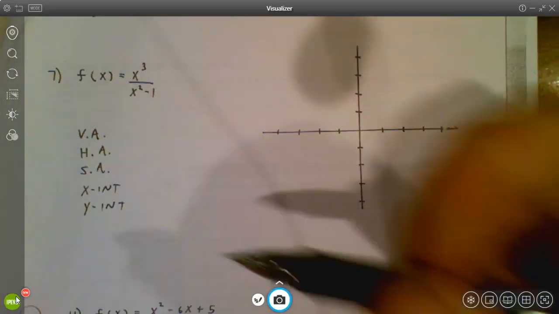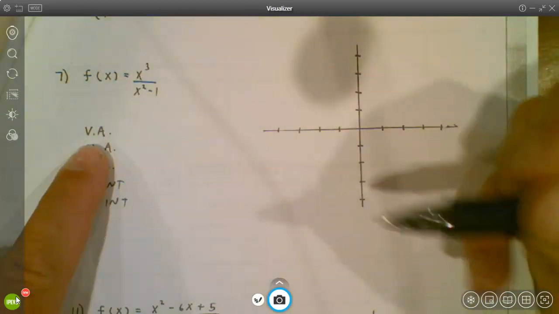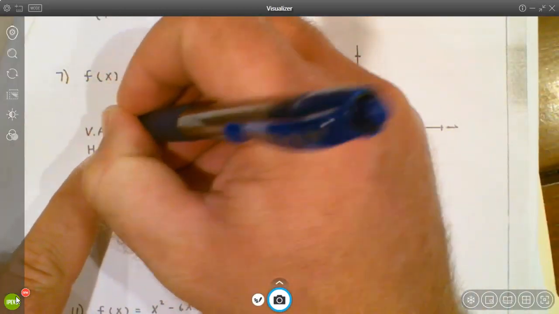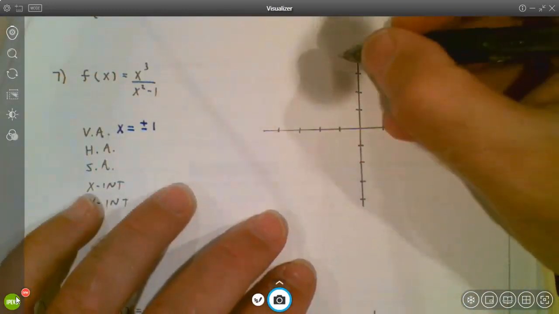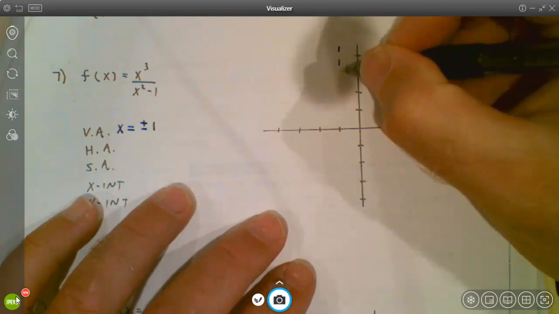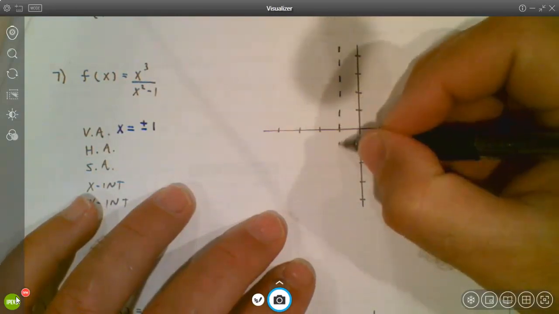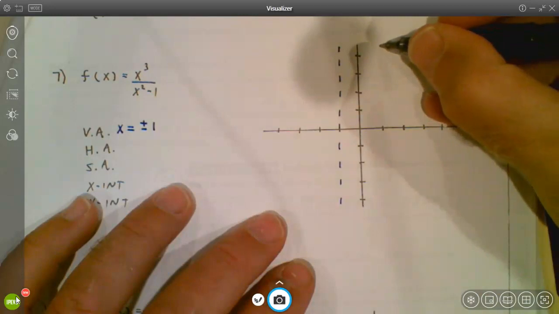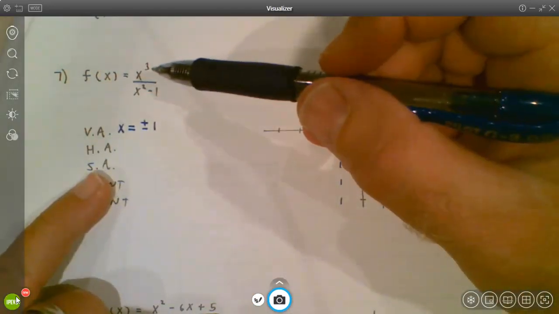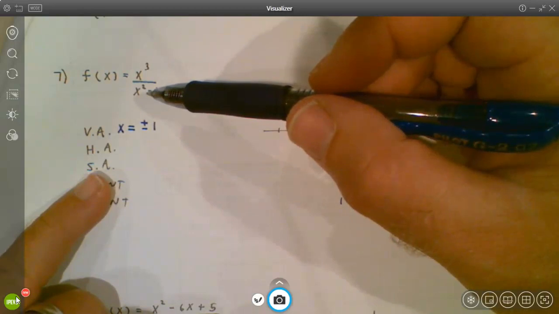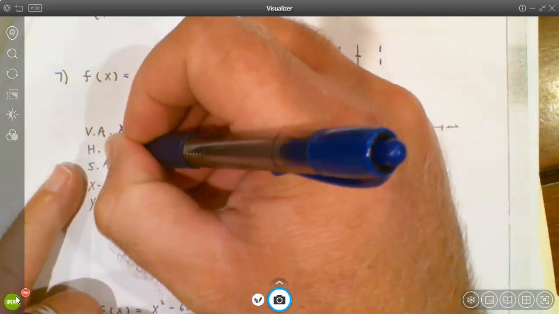So here we go. As far as the vertical asymptotes go, if I set this equal to 0, what are we going to get? Right, I'm going to get positive 1 and -1. We're going to sketch as we go here. So I have my vertical asymptotes at positive 1 and -1. Horizontal asymptote, so let's look at the rules. Top exponent is bigger than the bottom exponent, so there is no horizontal asymptote.